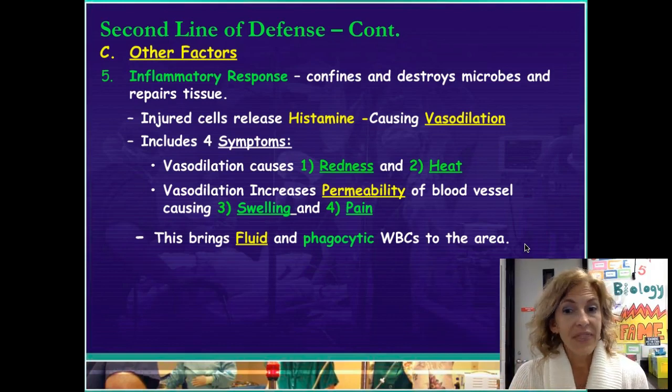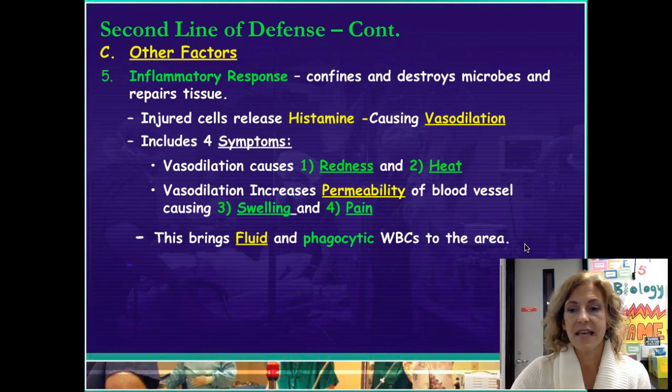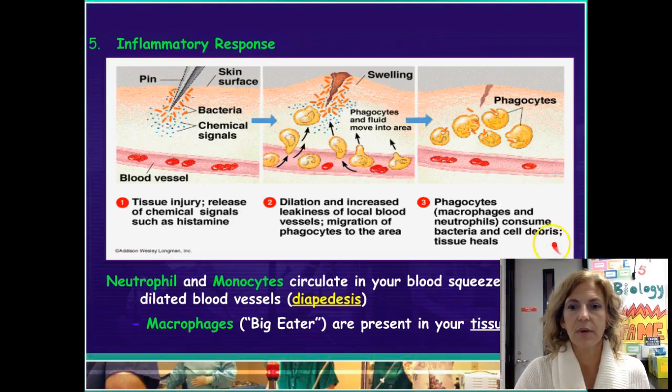So why would we want that to happen? Because in our blood is our white blood cells. So that brings with it white blood cells to the area. White blood cells then can gobble up the infection and contain it so that it doesn't go and spread to the rest of your body.